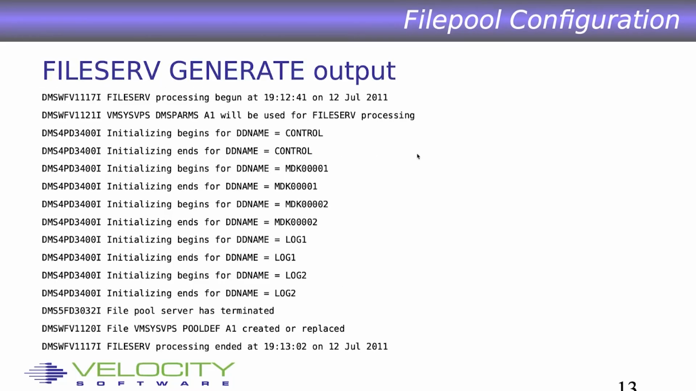When that command is issued, a number of messages are displayed as the file pool server is initializing the file pool, putting all the components in place where it needs them based on the values that are specified in the pool.def and the DMS parms file. And when you get this message at the end, file serve processing ended, your file pool is created.